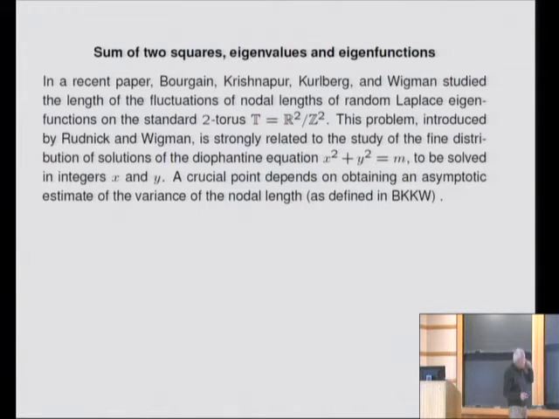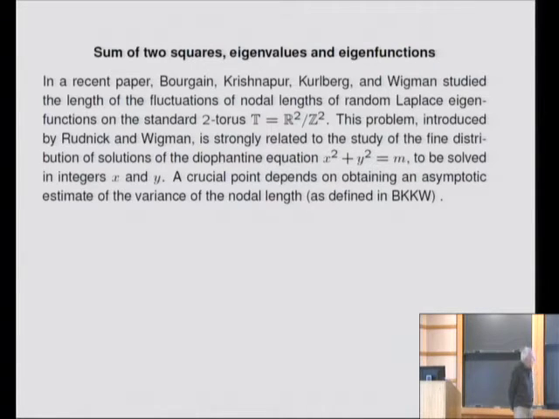Okay. The origin is a paper of four authors, Bourgain, Krishnapur, Kulberg, Wigman, and they studied the fluctuations of the nodal length of random Laplace eigenfunctions on the standard two torus. So the standard two torus is, say, the complex numbers divided by the lattice of Gaussian integers. And the Laplacian is pretty obvious how it works. And the eigenfunctions are simply the usual complex exponentials, e to the 2 pi i m x times e to the 2 pi i n y.